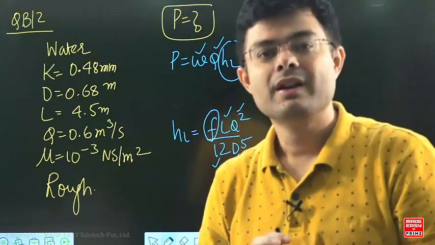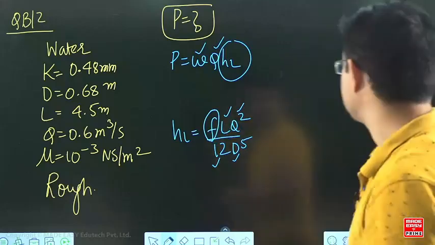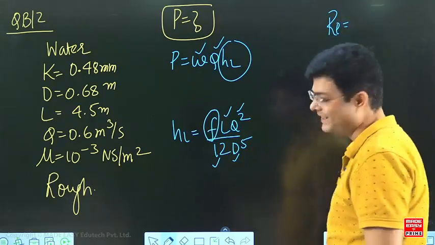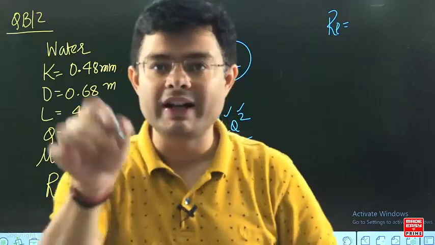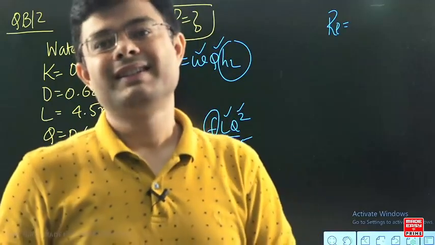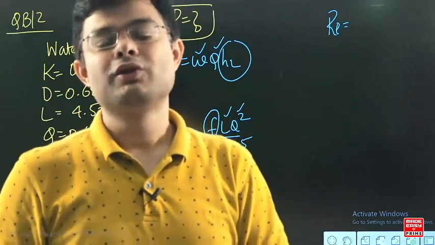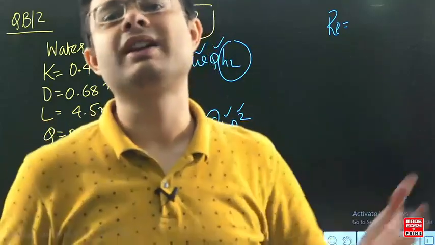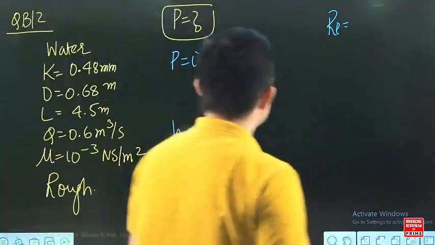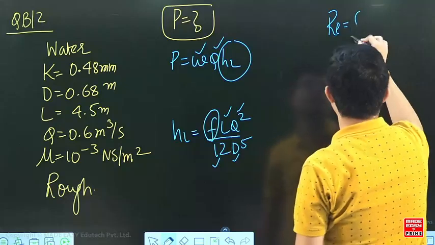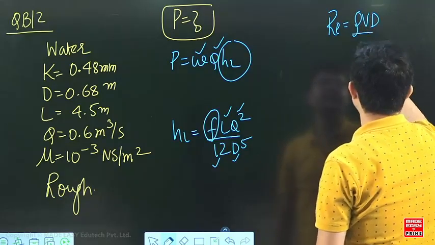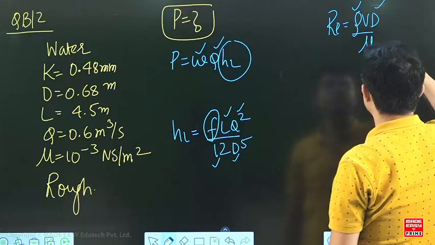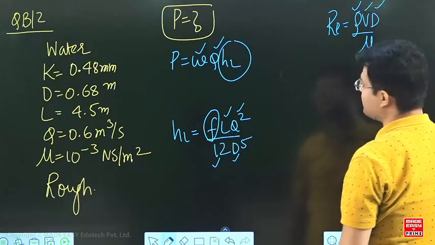laminar. So the first step of this question is you should check Reynolds number. Yes, because nowhere it is written that it is laminar or turbulent. You can't just assume, you have to find it out. So Reynolds number, how are you going to find it? Rho VD by mu. Rho you know, it is water, diameter you know, viscosity you know, velocity you know.